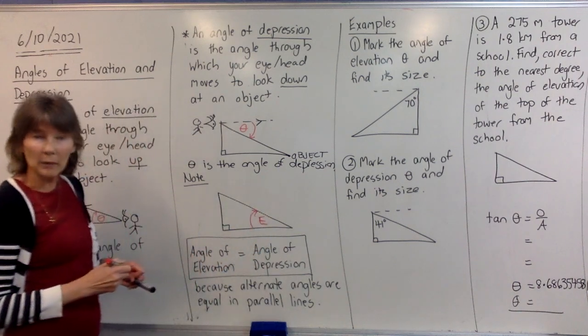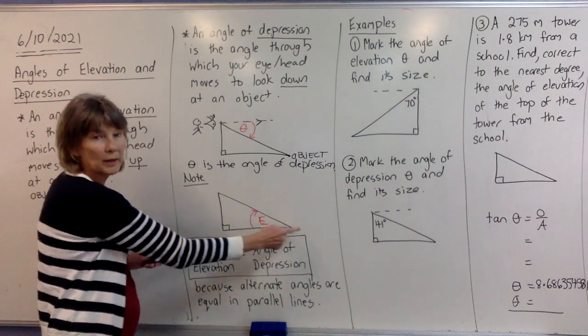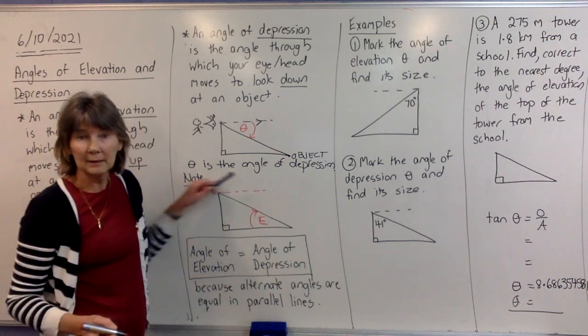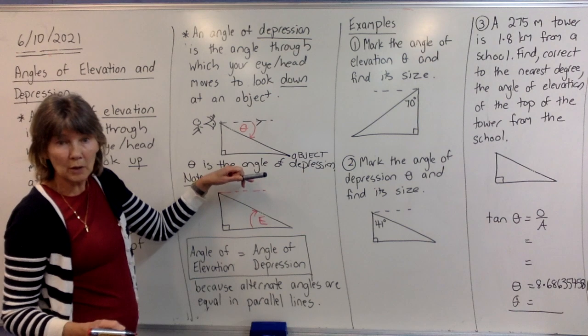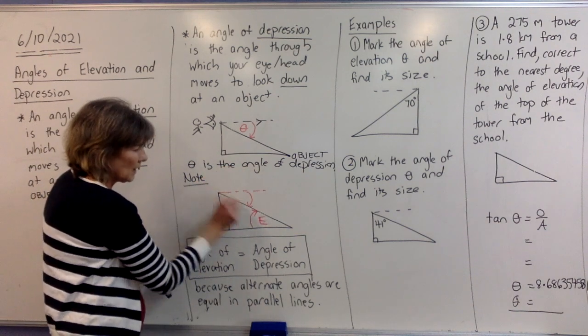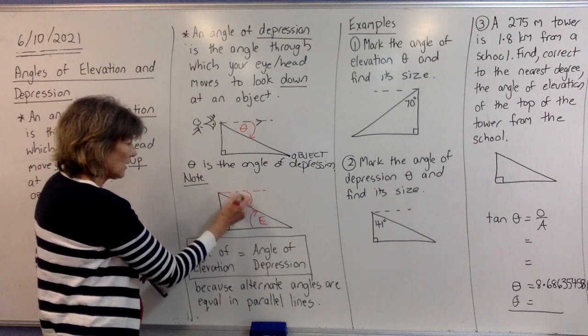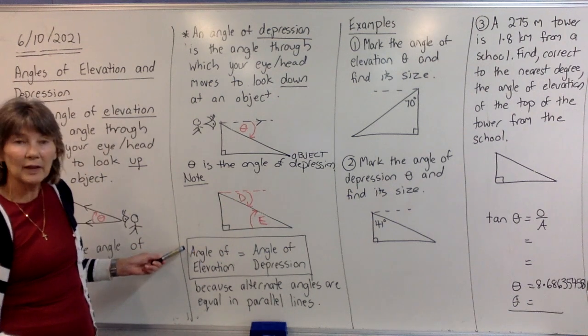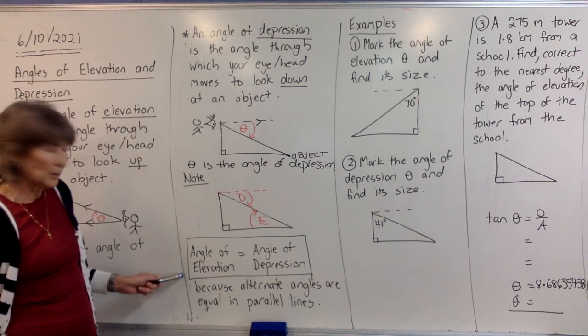Okay, now if it was the other way around and I was up here and I was looking at an object down there, I would have to draw this line out here because my angle to turn my head has to move from straight ahead down at the object. Okay, and that would be the angle of depression. Okay, so the angle of elevation equals the angle of depression.